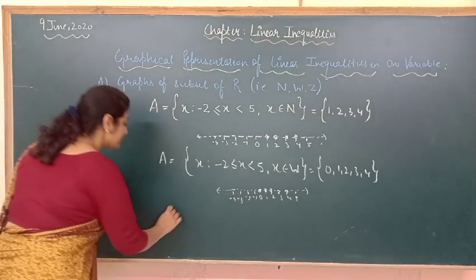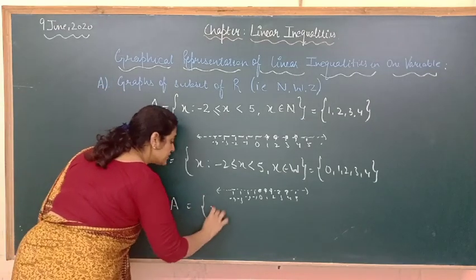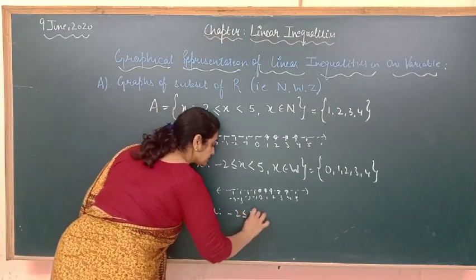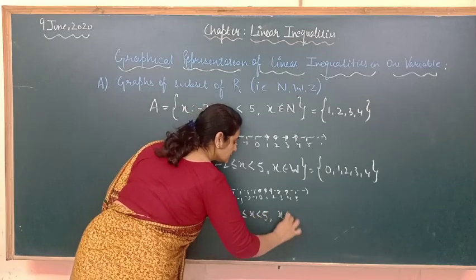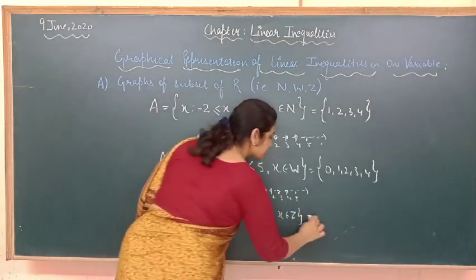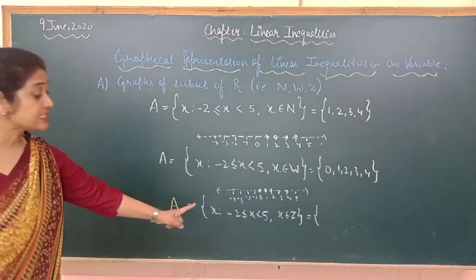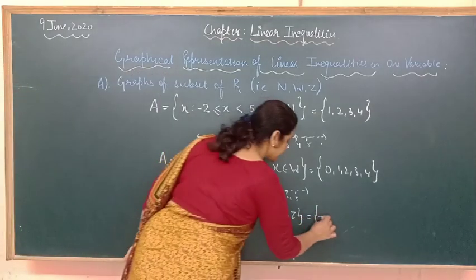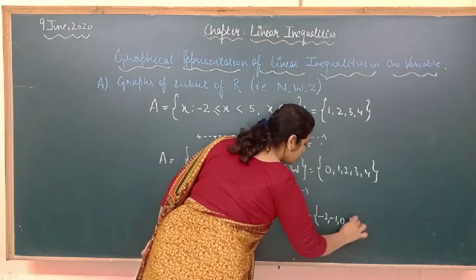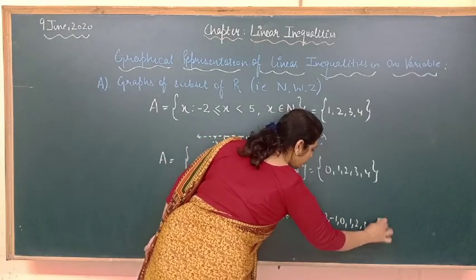Clear? If suppose the same thing comes in integers, so what is my solution set? Because integers have negative numbers. x is greater than or equal to minus 2, that means minus 2 bhi aayega. Minus 1, 0, 1, 2, 3, 4.